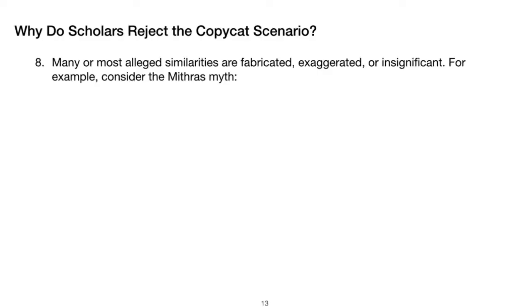And then the final point is that scholars recognize that all these claims about similarity with Christianity just aren't true. Most of these alleged similarities between these various religions, whether it's Mithraism or the god Osiris or whatever, are completely fabricated by people who are trying to discount Christianity, or they're exaggerated, or even if they exist, their existence is irrelevant, it's insignificant.